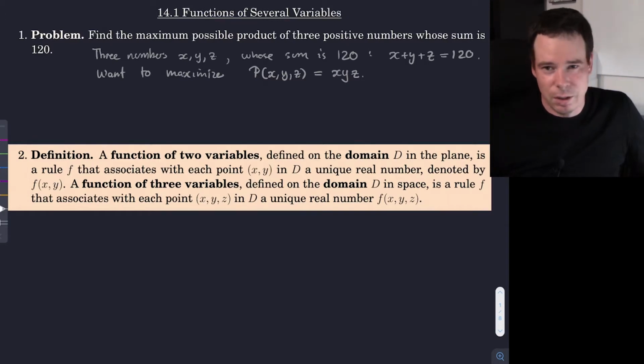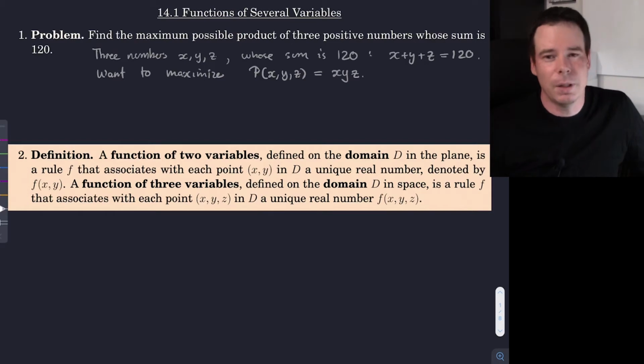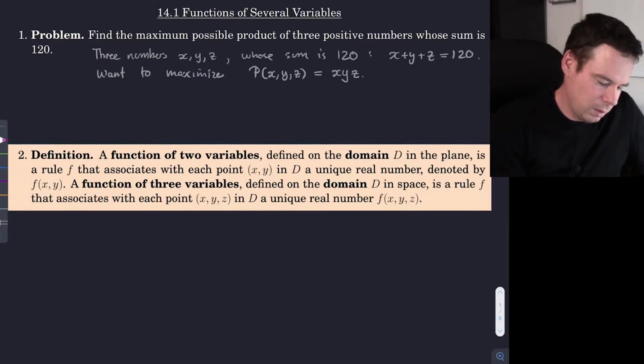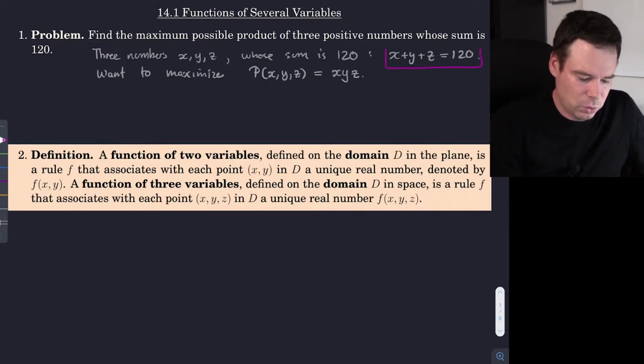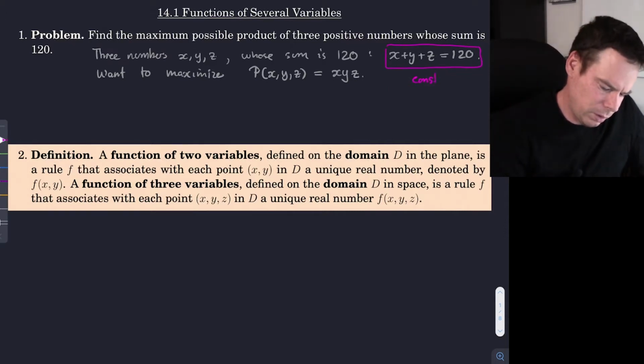And not just any combination of three numbers, we want to make sure the three numbers going in add up to 120. So this is known as a constrained optimization problem. Optimization problem because we're trying to maximize a function, but it's constrained in that the variables x, y, and z just can't be freely chosen to be any three numbers. They've got to be restricted to this constraint. Their sum has to be 120. So this is called a constraint.